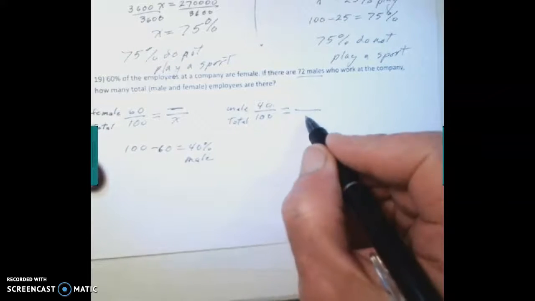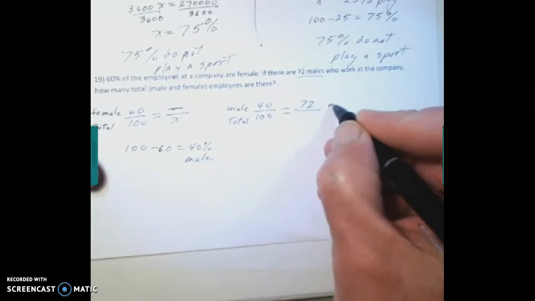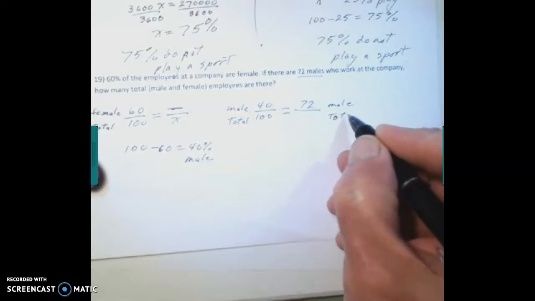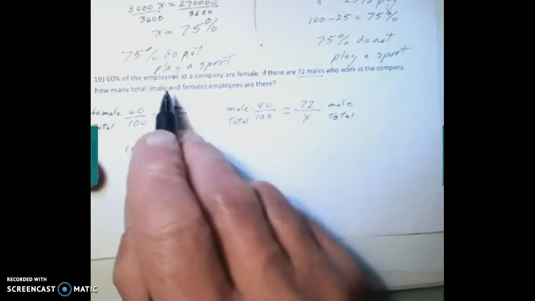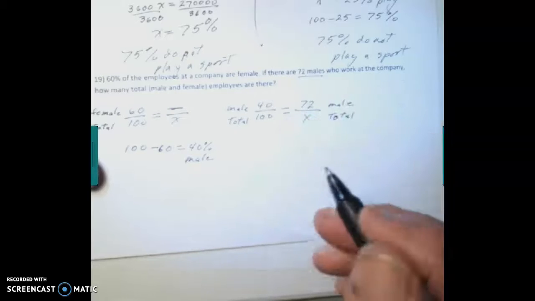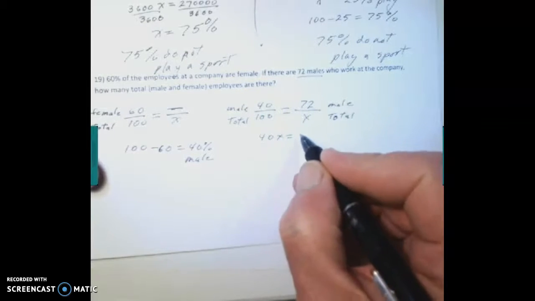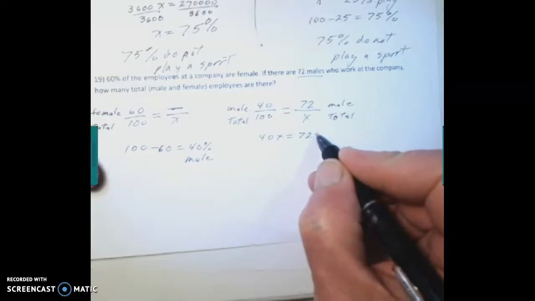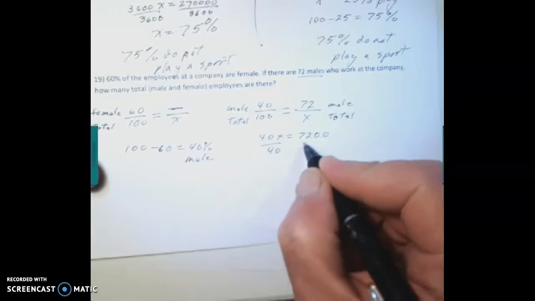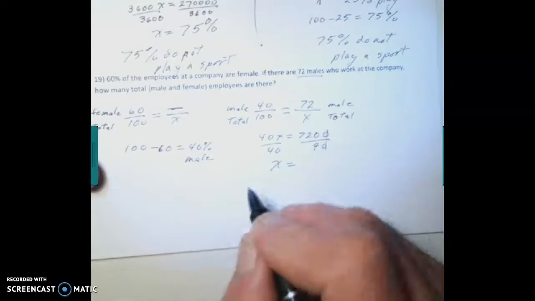And we're looking for our total employees. We know our part is 72, and again, that is our male employees. We will be finding the total, and that is what we are looking for. How many total employees are there? Now we can work this problem. Cross multiply. You get 40x equals 72 followed by 2 zeros. Divide by 40. And you get x equals over here.